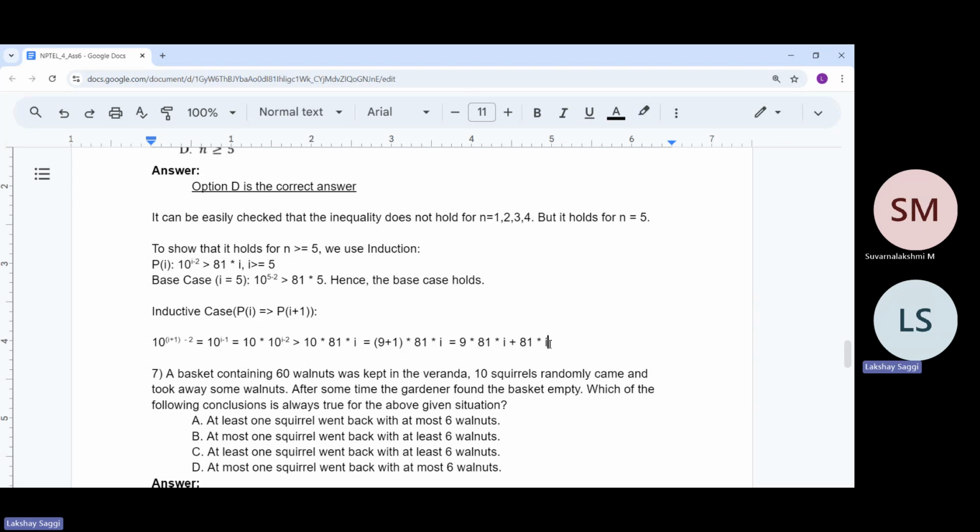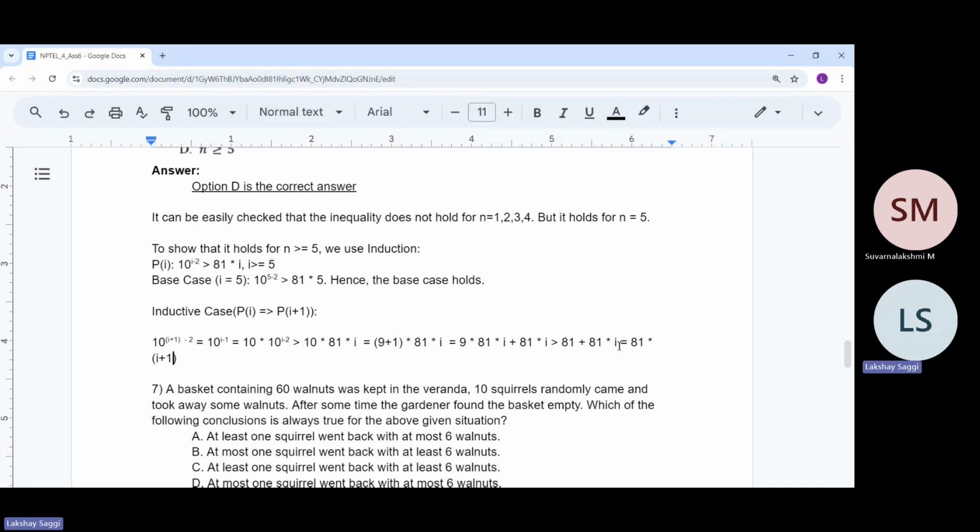So I hope everyone understands. We know that this 9 times 81 times i will be greater than 81, right? Because i is already greater than or equal to 5. So this will be greater than 81. So this whole expression will be greater than 81 plus 81 times i. And this is nothing but 81 times i plus 1.